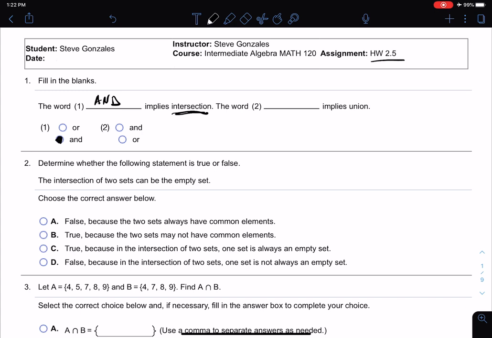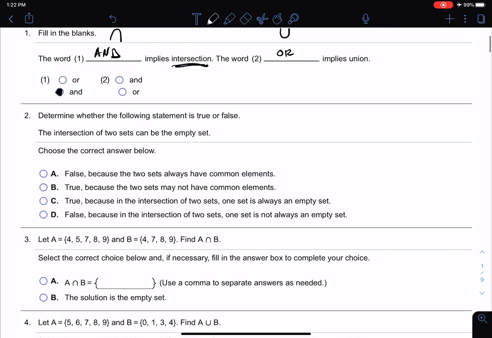And the symbol we use for that is this symbol for intersection. The word that implies union, so the word or implies union, and the symbol we use for union is this symbol right here. Okay, let's go down.